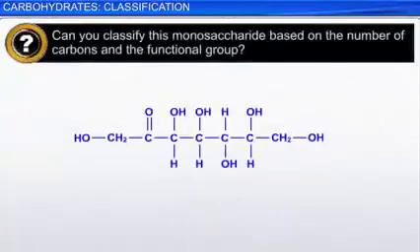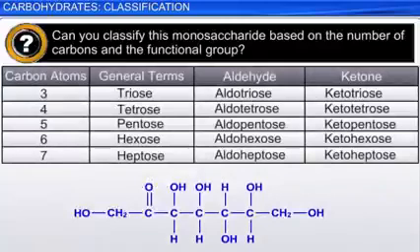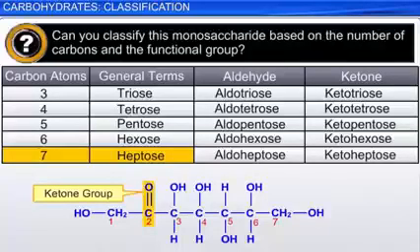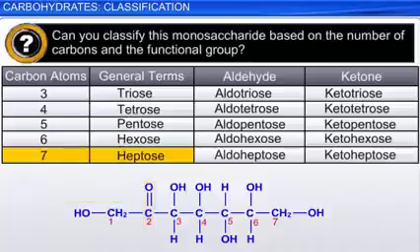Can you classify this monosaccharide based on the number of carbons and the functional group? First, by counting along the carbon skeleton, we see that there are 7 carbon atoms, a heptose. This molecule is one of the few heptoses found in nature. This sugar contains a ketone group, so it is a ketose. Combined, we can fully describe this as a ketoheptose.